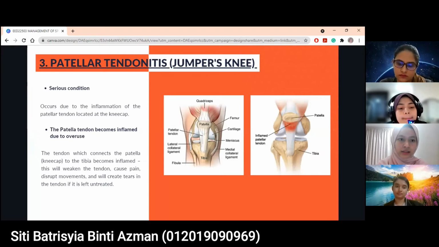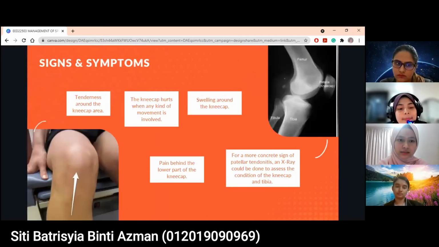left untreated. For the signs and symptoms of patellar tendonitis, first is tenderness around the kneecap area. The kneecap hurts when any kind of movement is involved, even minute movements. The site of the injury will still hurt. There will also be swelling around the kneecap and pain behind the lower part of the kneecap. There are varying signs and symptoms for each player. For a more concrete sign of patellar tendonitis, an X-ray could be done to assess the condition of the kneecap and the tibia.